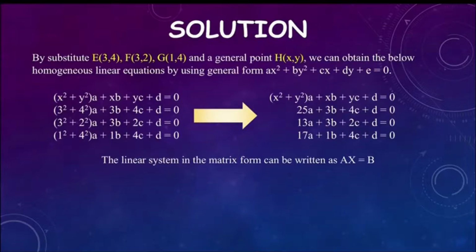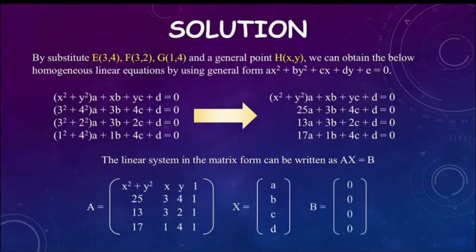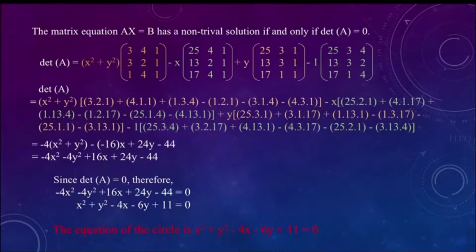The linear system in matrix form can be written as AX equals B. Here is the matrix form for A, X, and B. The matrix equation AX equals B has a non-trivial solution, which is a non-zero solution, if and only if determinant A equals 0. Here is the solution for determinant A equals 0.